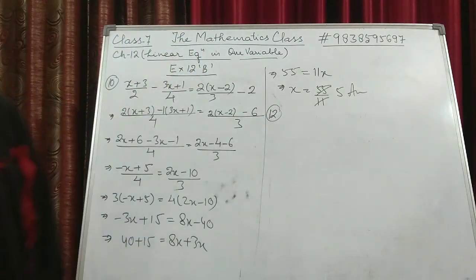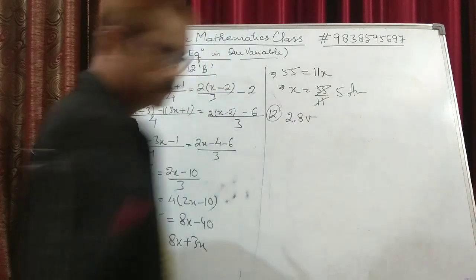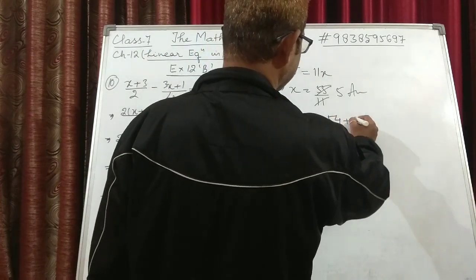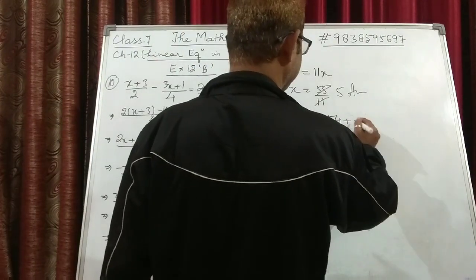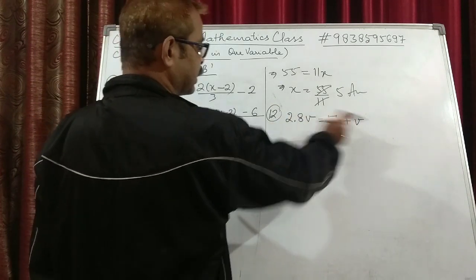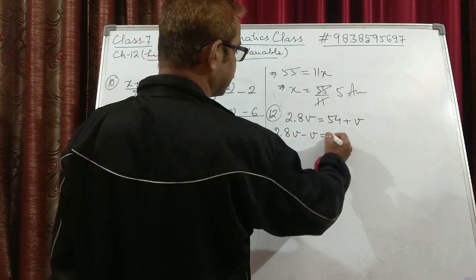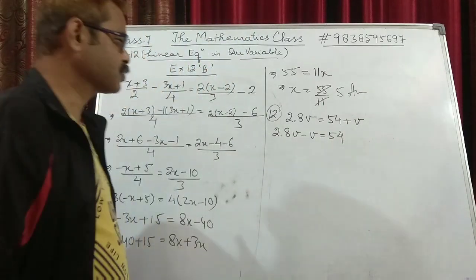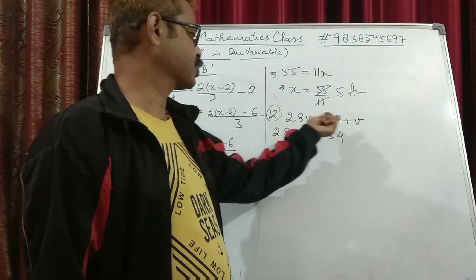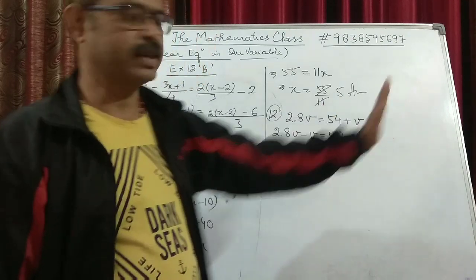Question number 12 says 2.8v, here v is the variable, is equal to 54 plus v. So what we can see in this, 2.8v, only v means 1v. This v comes to the side, it means 2.8v minus v is equal to 54. I mean to say, suppose I say instead of v, you can take it as oranges. 2.8 oranges is equal to 54 plus oranges. So all the oranges kept together and all the other things kept together on the other hand side.